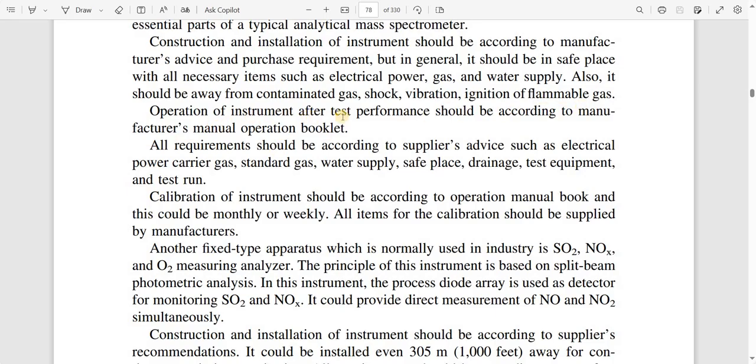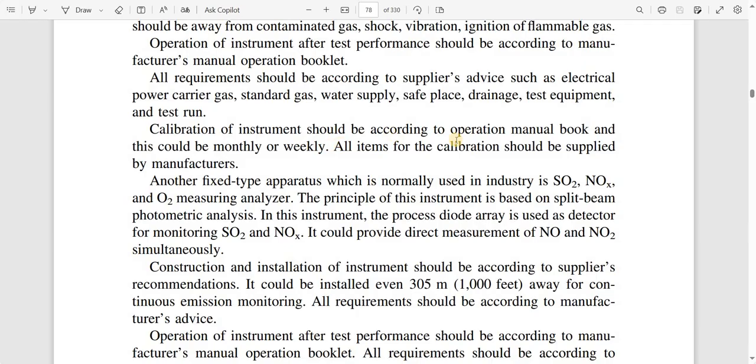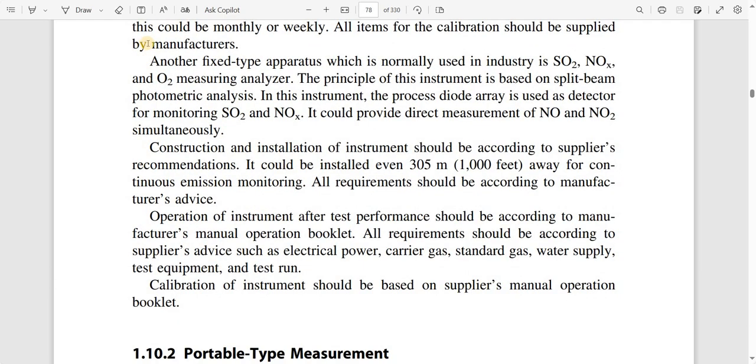Operation of the instrument after test performance should be according to the manufacturer's operation manual. All requirements should be according to the suppliers' advice, such as electrical power, gas, standard gas supply, water, safe place, drainage, test equipment and test run. Calibration of equipment should be according to the operational manual, and this should be rechecked monthly and weekly. All items of the calibration should be supplied by the manufacturer.